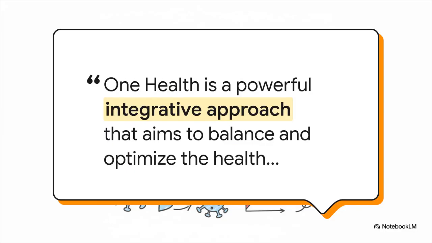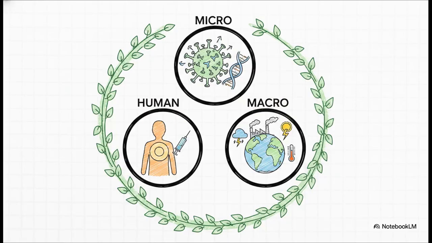As this quote brilliantly illustrates, One Health is a powerful, integrative approach that aims to balance and optimize the health of people, animals, and ecosystems. That is our ultimate goal right there. Safeguarding our future requires profound interdisciplinary collaboration. We're talking about doctors, ecologists, climatologists, and engineers all sitting at the same table, working together to maintain this incredibly delicate planetary balance.